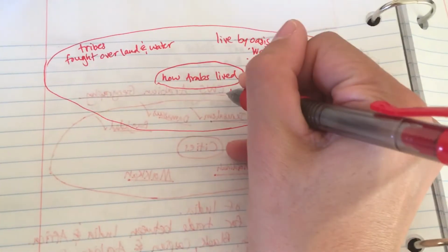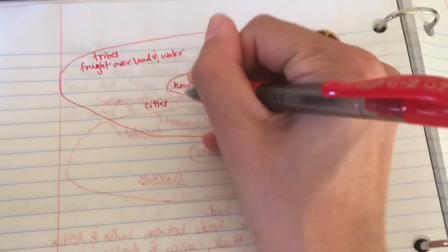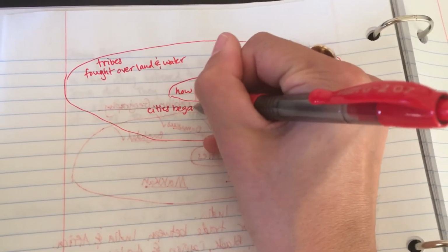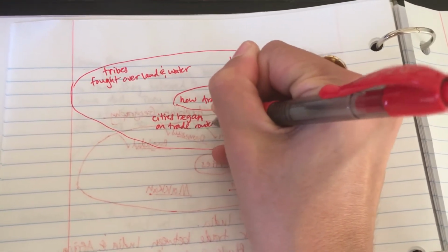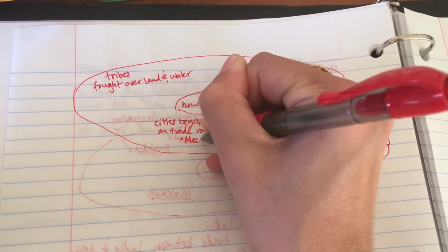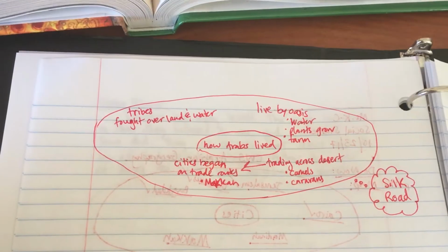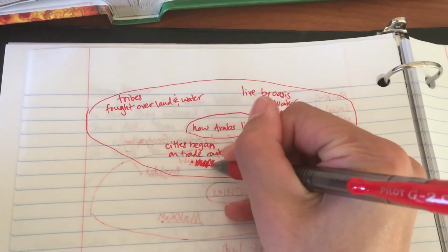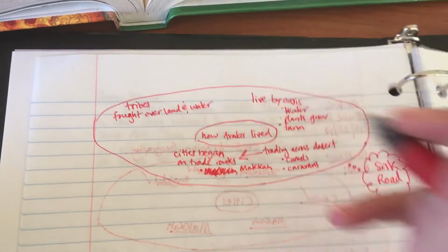So I definitely think that this is important to write down, that this trading led to cities that began on trade routes, and one example we had was Mecca. I'm gonna write that more neatly for you guys. There you go.